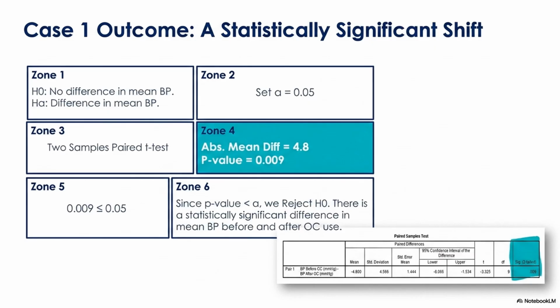0.009. Step 5 is the critical region. Our p-value is less than 0.05, so we reject our null hypothesis, and the conclusion is: since the p-value is less than alpha equal to 0.05, we reject H naught. There is a statistically significant difference in mean blood pressure before and after oral contraceptive use.